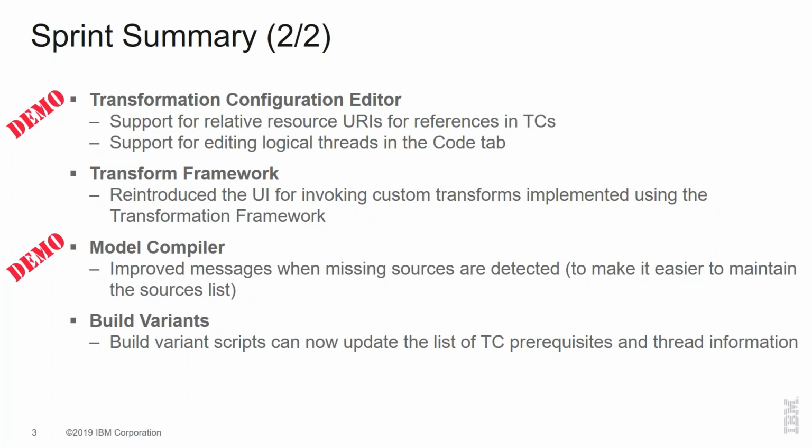We did several improvements in the model compiler. For example, we have improved messages that are output, related to missing sources. Now we print them in a format which makes it much easier to maintain the sources list. And there were also some improvements in the build variant area. So for example, now build variant scripts can also update the list of TC prerequisites and thread information.